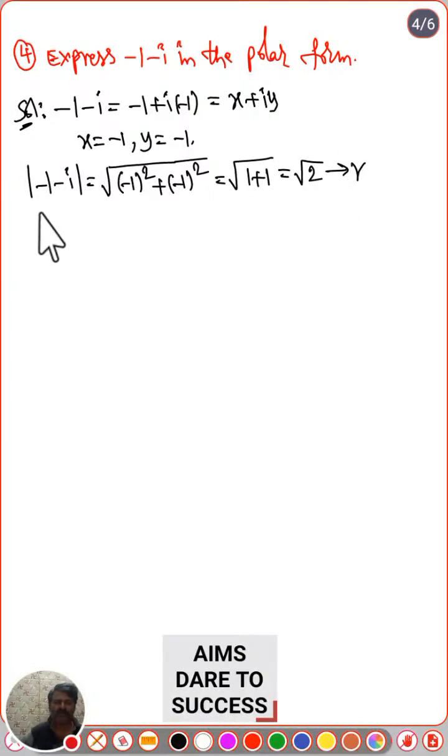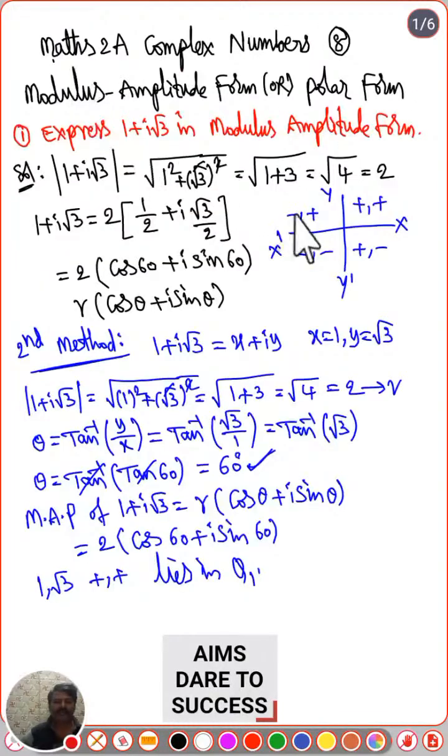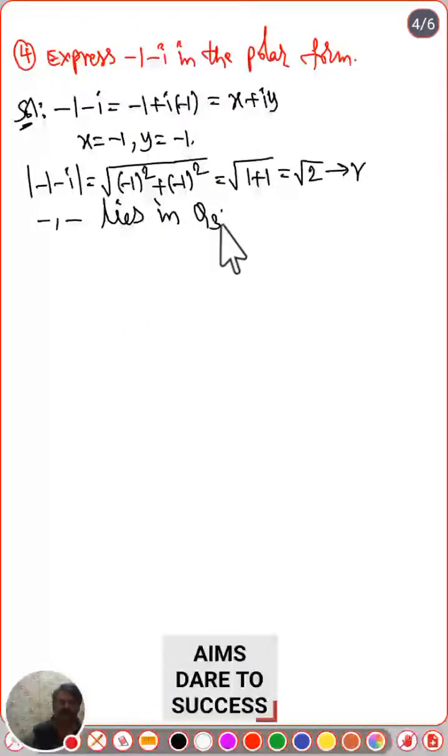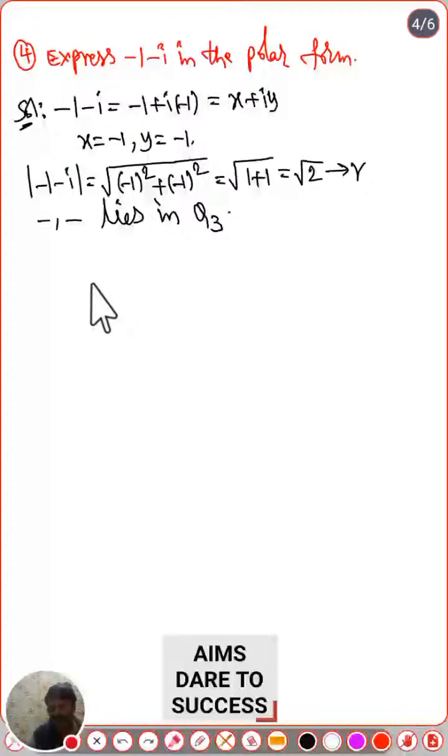Here, my dears, the x value is minus and the y value is also minus. Minus, minus lies in the third quadrant. Once check it, third quadrant. According to third quadrant values, we will get the remaining values.